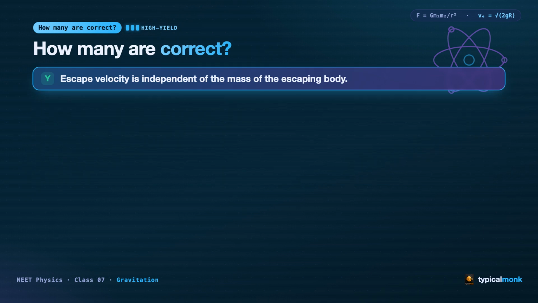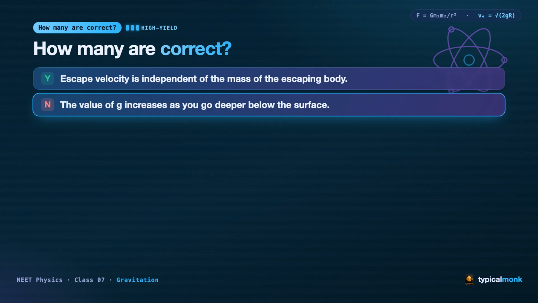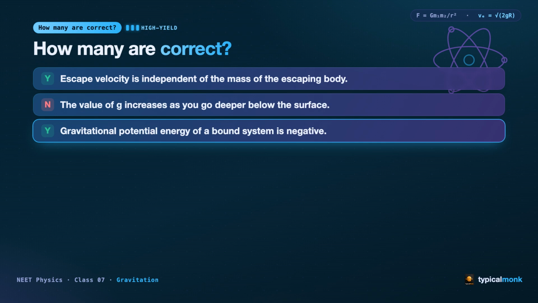Here's a favorite new NEET format. I will read some statements. You silently count how many are correct. Statement 1. Escape velocity is independent of the mass of the escaping body. Hold your verdict. Statement 2. The value of g increases as you go deeper below the surface. Think carefully before you answer. Statement 3. The gravitational potential energy of a bound system is negative.